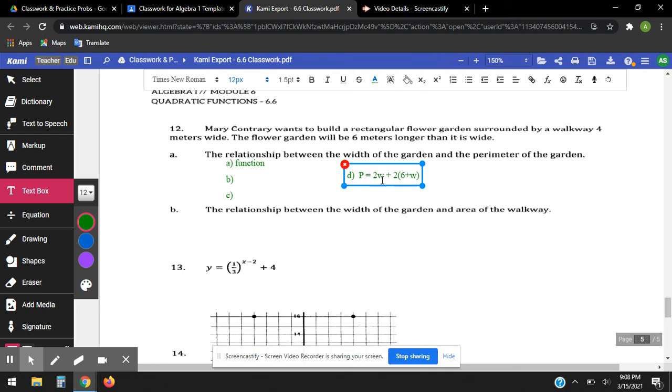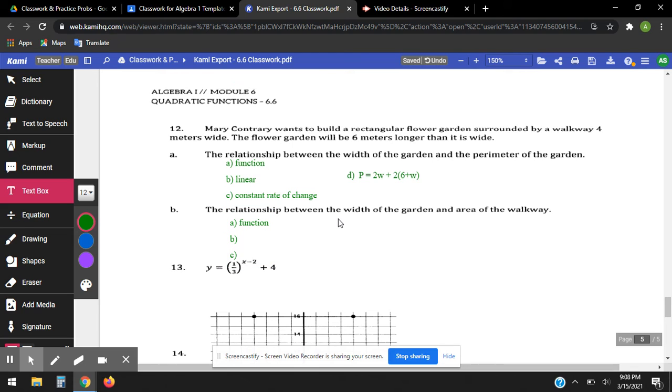So if I were to multiply all these out, I'd still end up with only 1 W, which means this is actually linear. So it has a constant rate of change. Okay, so here the relationship between the width of the garden and the area of the walkway. Okay, so we know it's a function. We'll do the same thing I did last time and kind of just set this up so I can kind of see what I'm doing here.